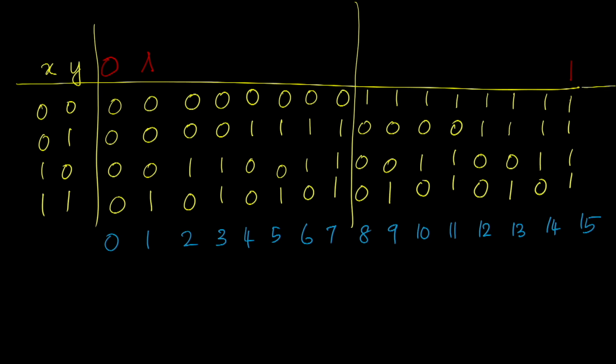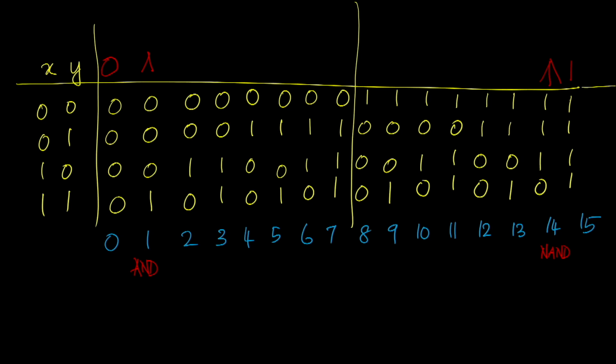Its complement is column 14. In column 14, the output is 1 if either x or y is 0. This is the negation of the AND function. Therefore, we call it NAND. This is called the NAND function. Column 1 is the AND function.